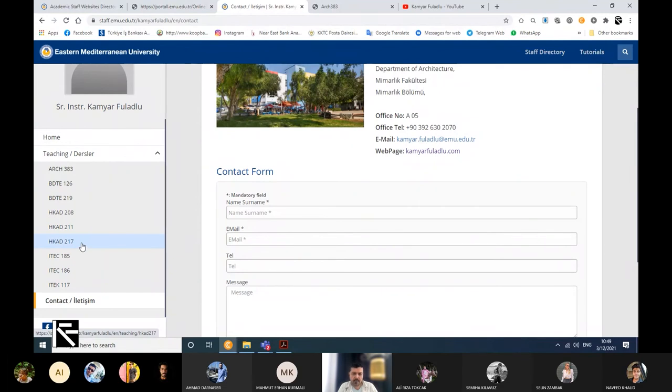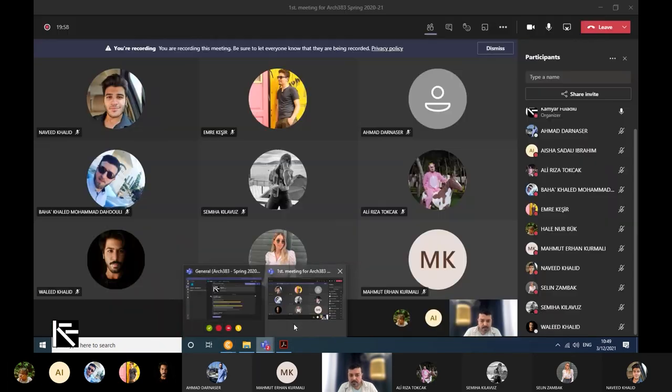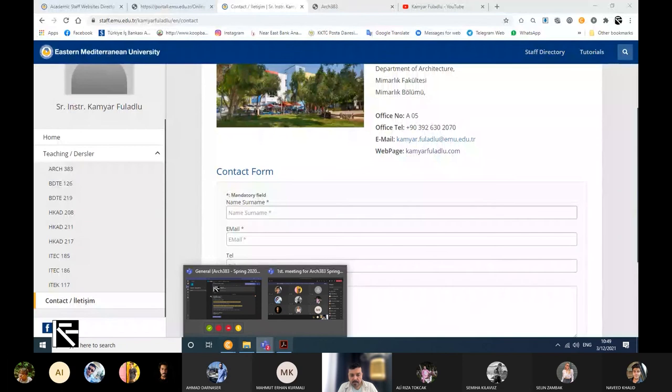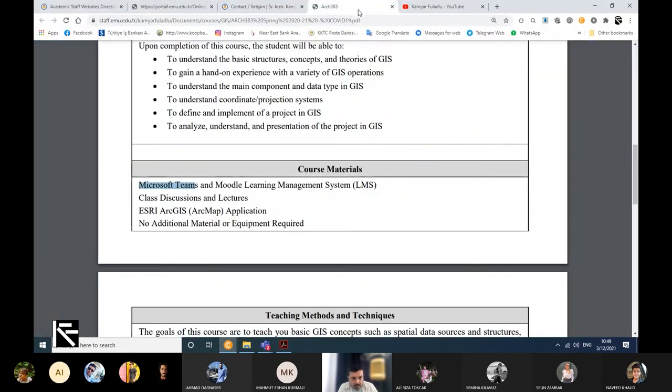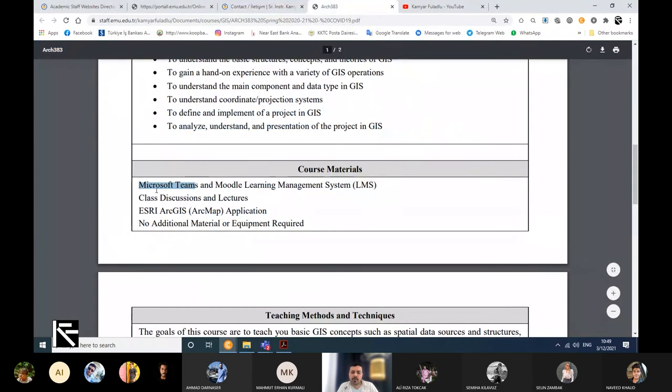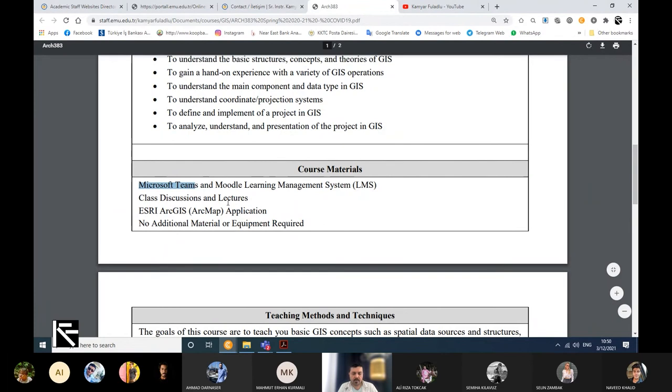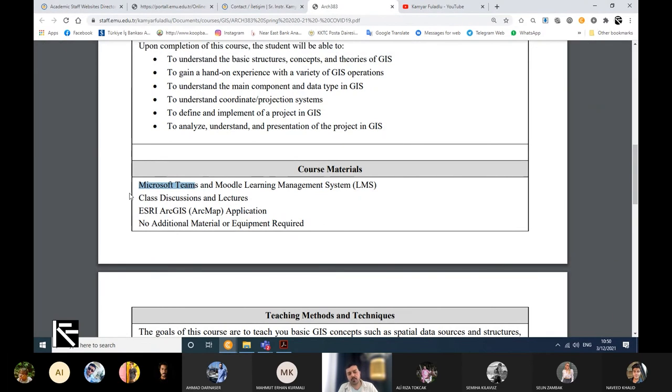I am going to announce the required information through WhatsApp and our Teams, through this application. We will have a class discussion and lecture. I'm going to deliver the required knowledge to you throughout this platform. You are able to discuss with me.